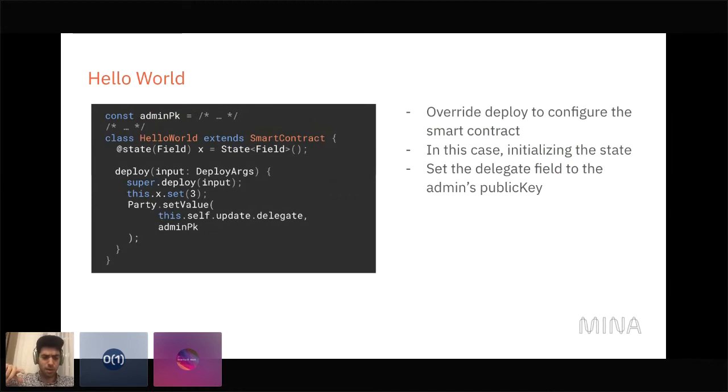And I just want to point out, when we say this.x.set with 3, we're not actually setting the state immediately, right? Because these execute off chain, remember. So what we're doing is that set instruction is being passed along with other metadata to be applied when this zkApp is deployed in this case. We're going to see it again with update.